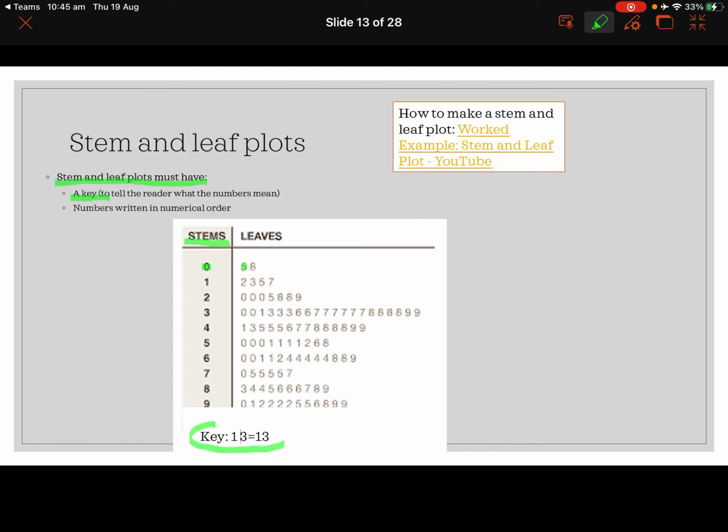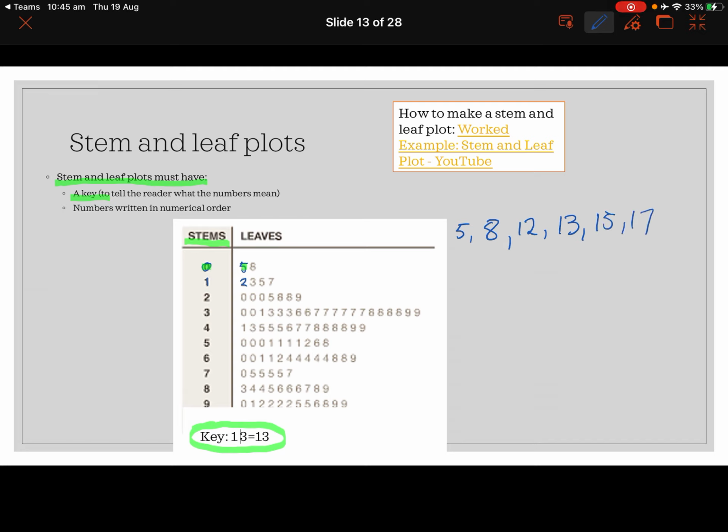The key down here says if I see a 1 on that side of the line and a 3 on the other side, it actually means 13. Now I'm not going to do it all because it's a lot of numbers, but start writing out the numbers. I've got 0, 5, so my first number would be 5. Then I've got 8. Then I look down, we've got a 1 here and a 2 there, so that's going to be the number 12. And so on. I'll have 13, 15, 17.